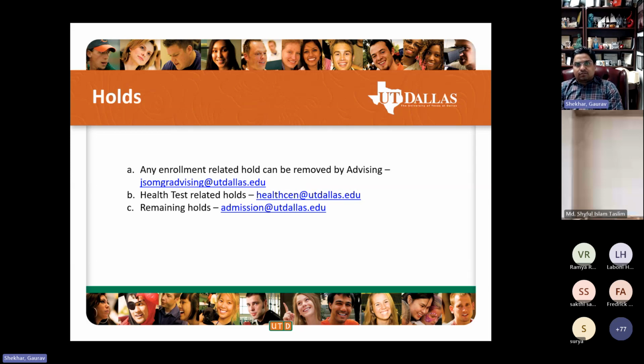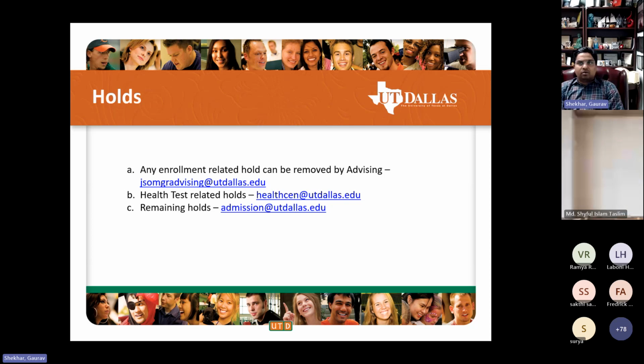First of all, every hold, when you click on the tile for your hold, gives you the information as to what this hold is. To be honest, it's very clear what the hold entails and what you need to do to get the hold removed. Plus, it also has an email address listed, so that if you have any questions or things you need to discuss about this hold, here is the email address. Mostly between the three that you see on your screen right now, all those holds can be taken care of.